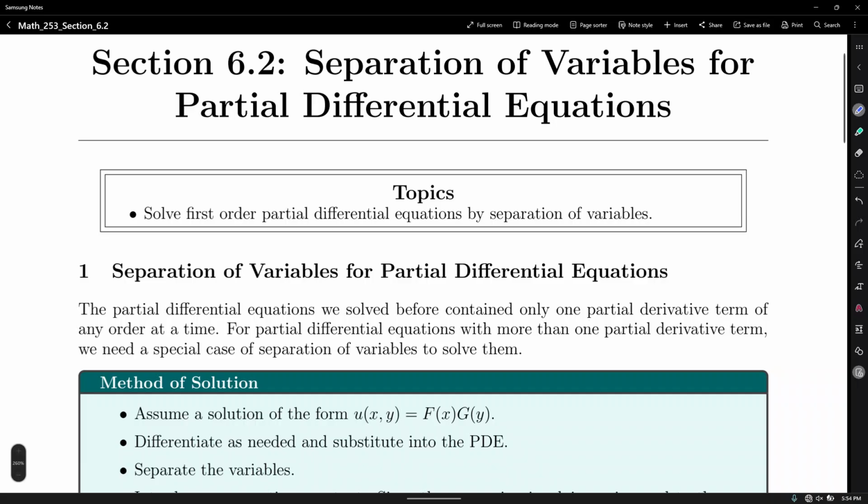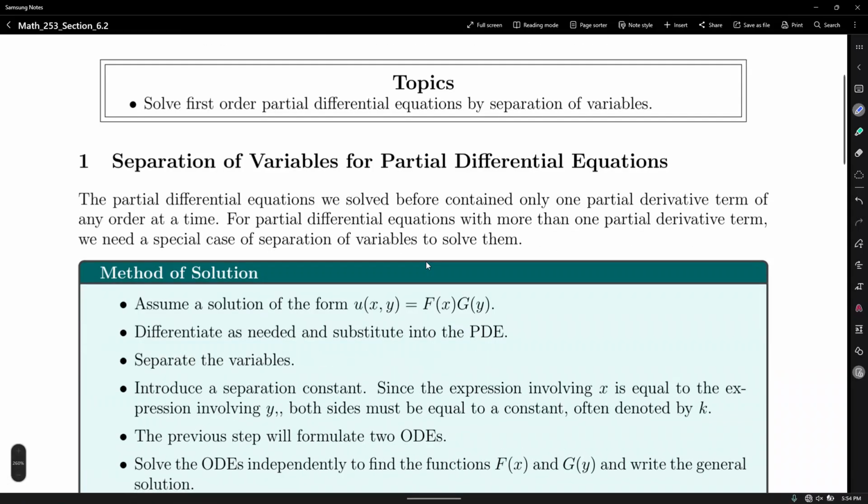For the equations we're going to solve here, we may have more than one partial derivative term, with respect to one variable in one term and the other variable in the other term. So the method of solution that we discussed in the previous section is not going to work. We need a special separation of variables method here.